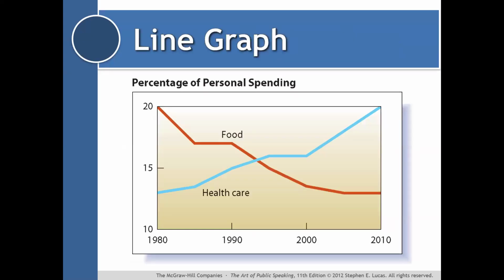Here's a line graph. If you've got a bunch of years and percentages and you're trying to show how something has changed over the years, like through inflation or the economy, those are common ones.